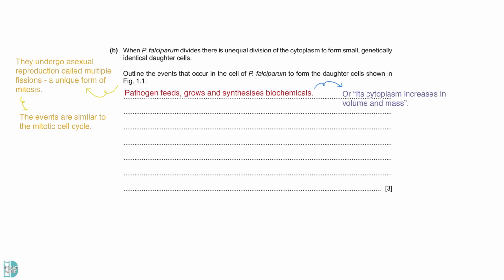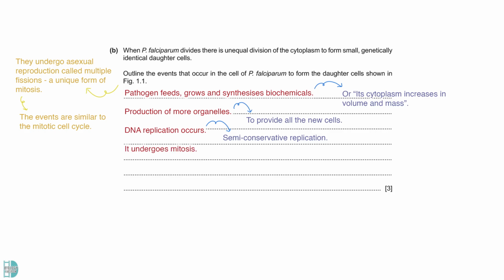First, they need to grow and synthesize more biological substances. Its cytoplasm increases in volume and mass. More organelles have to be produced to provide for all the new cells. Then, DNA replication occurs. It is replicated in a semi-conservative manner. Now, the cell is ready for nuclear division by mitosis.